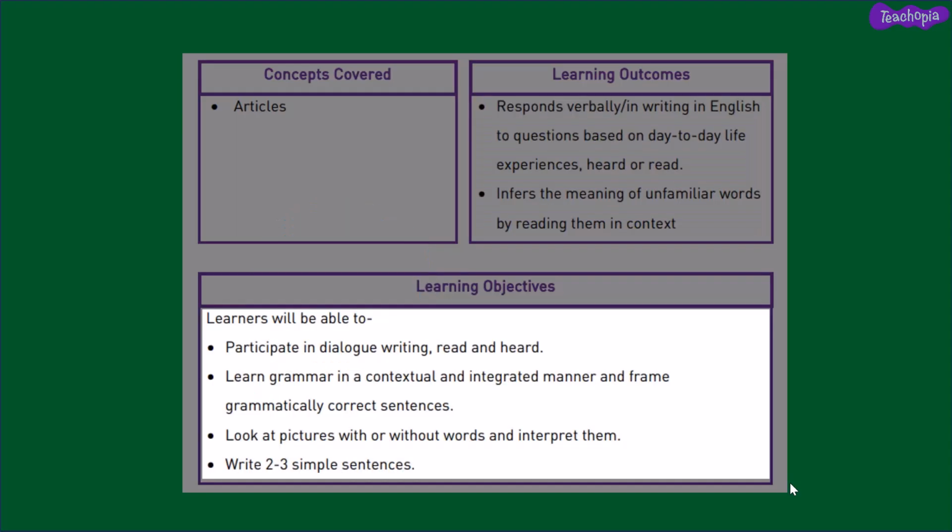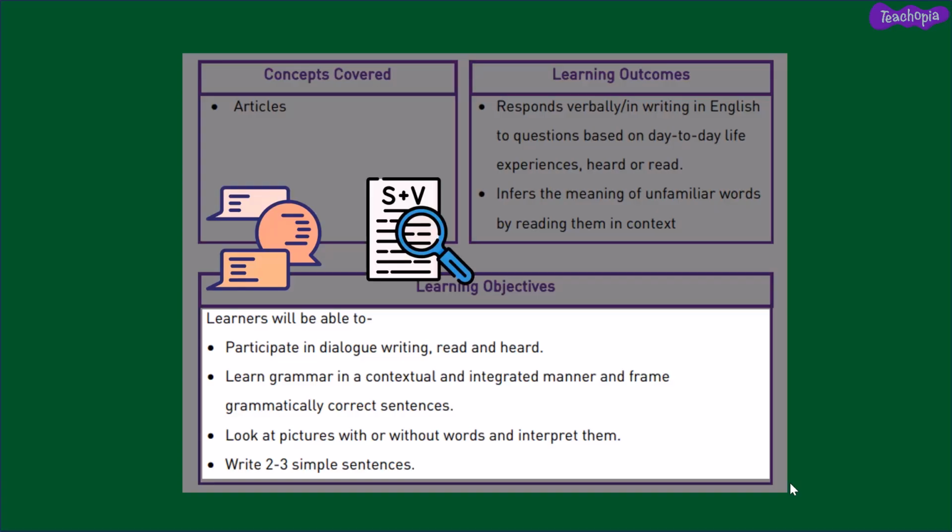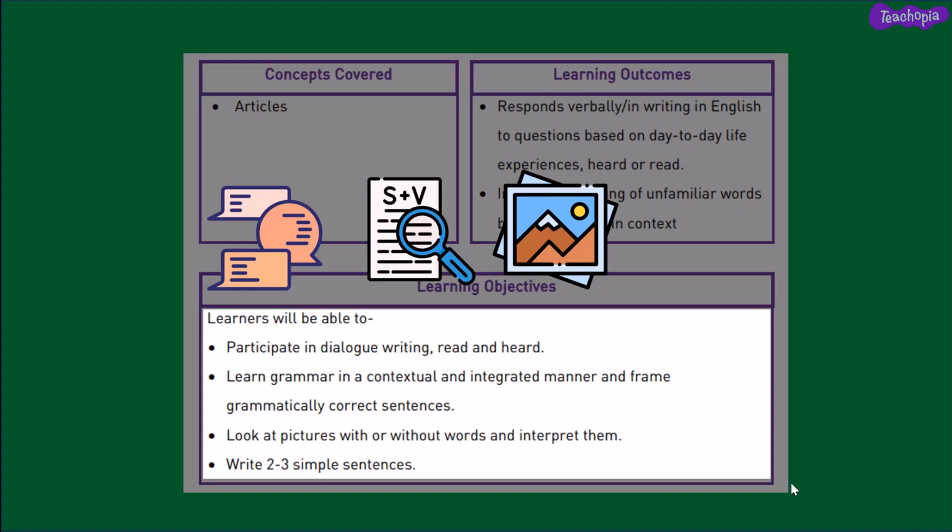We have designed this sheet with a few objectives in mind. These are that learners participate in dialogue writing, reading and hearing. They are able to learn grammar in a contextual and integrated manner and frame grammatically correct sentences. They are able to look at pictures with or without words and interpret them. And they are able to write 2 to 3 simple sentences.